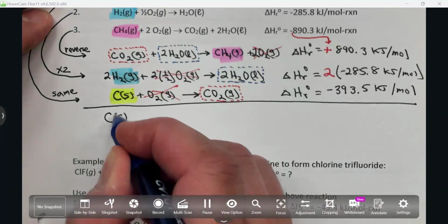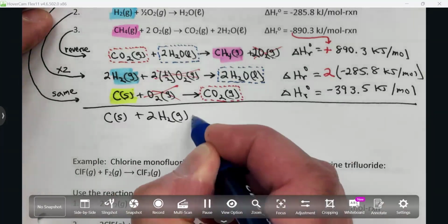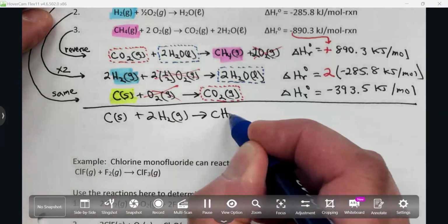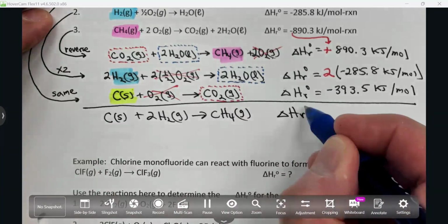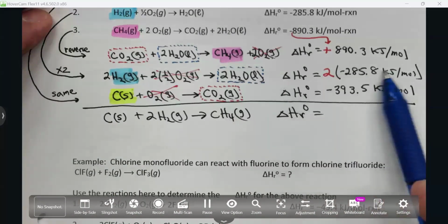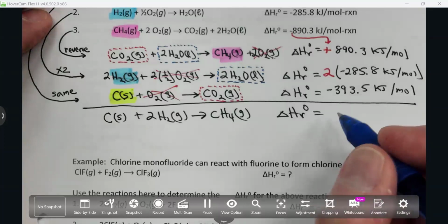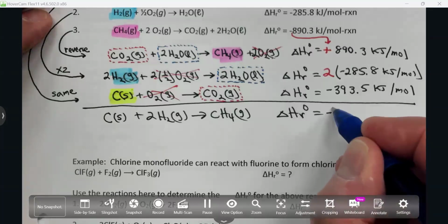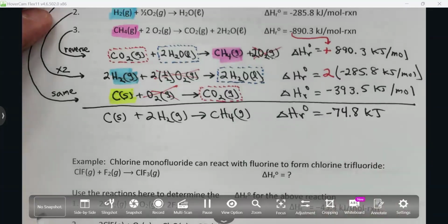We've got carbon solid, 2H2 gas, CH4 gas. We're going to have to add all three of these up, making sure we've multiplied this one by 2. And that's going to produce minus 74.8 kilojoules.